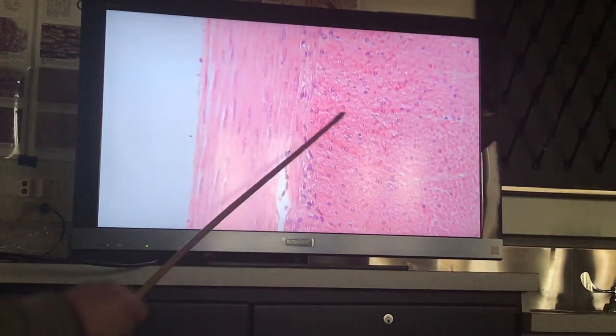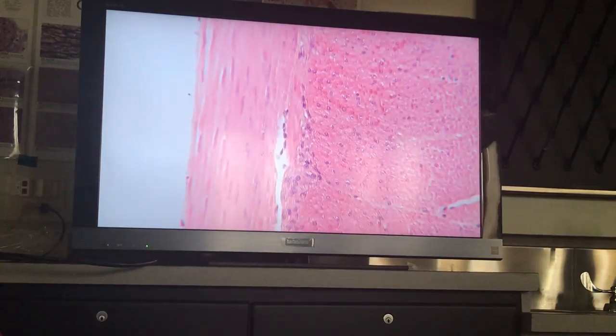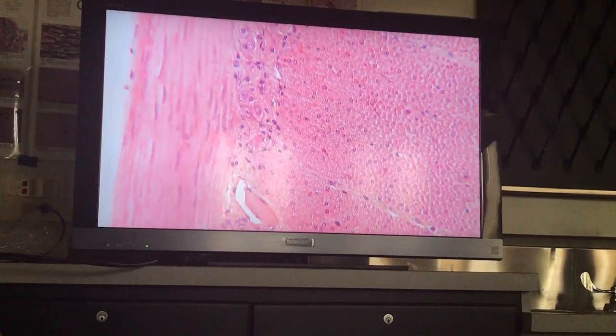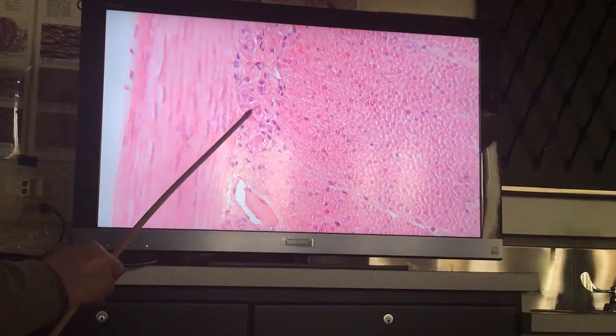And then down in here, in between the circular and the longitudinal smooth muscle, if you find this nervous tissue, that's going to be Auerbach's plexus, and here are some right in here.